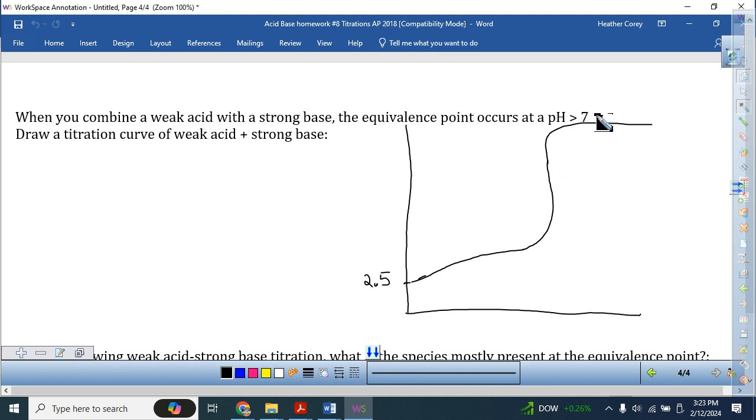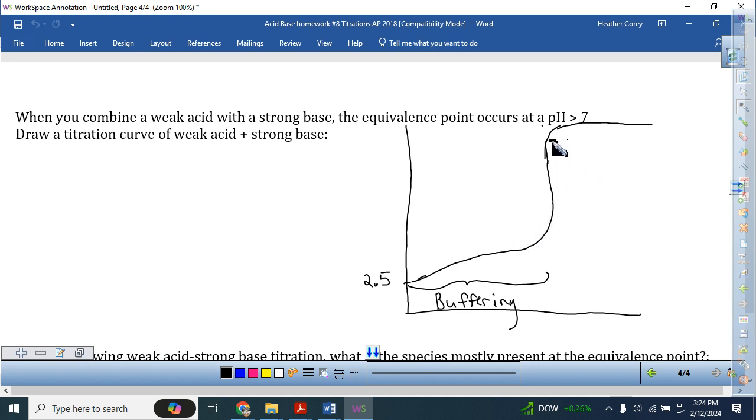It doesn't matter if it's a strong acid, strong base, or weak acid, strong base. As long as you have excess OH at the end of the reaction, the end of the curve is going to look the same. And so this right here we call the buffering region. It's starting to go up, but you have some of your weak acid and some of the conjugate base present. And so as a result, you have a buffer present.